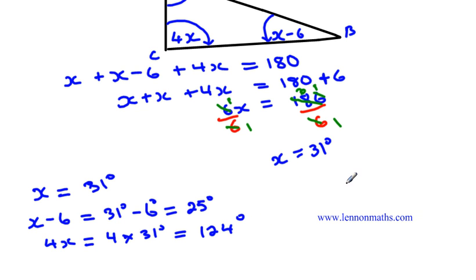If I add them up, what should I get? I should get 31, 25, 124, and this will give me 180. Yes, the sum of angles in a triangle. Excellent.